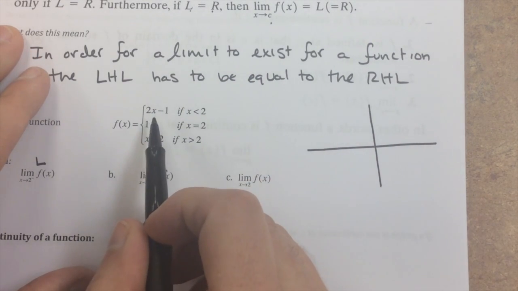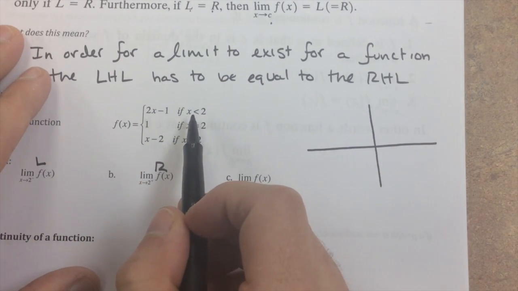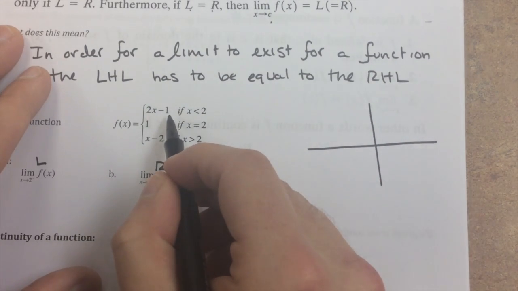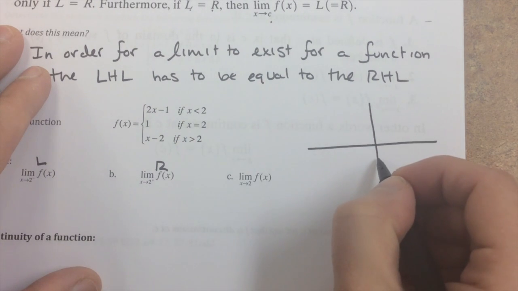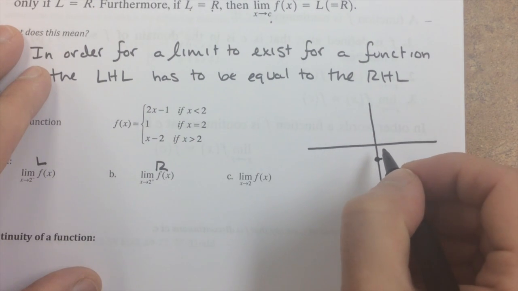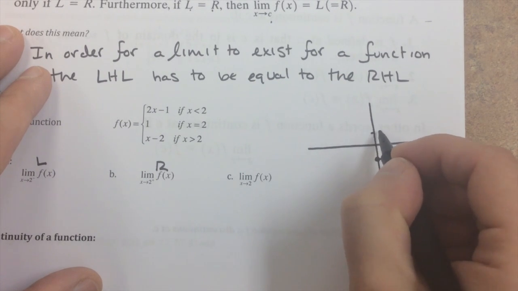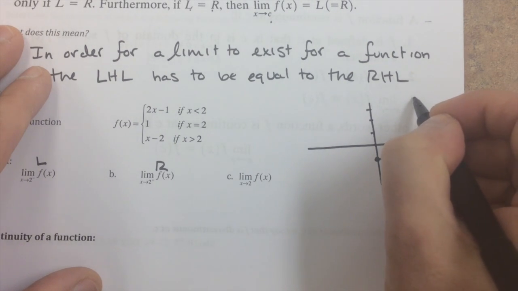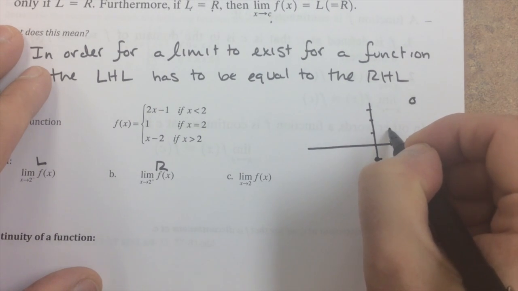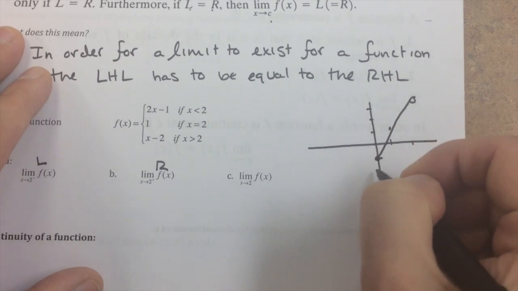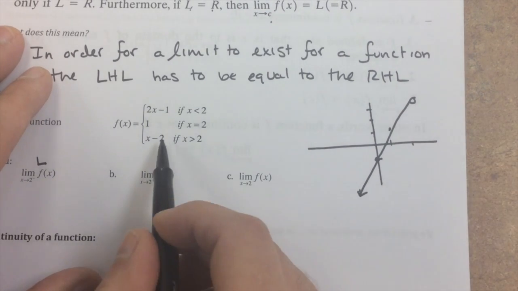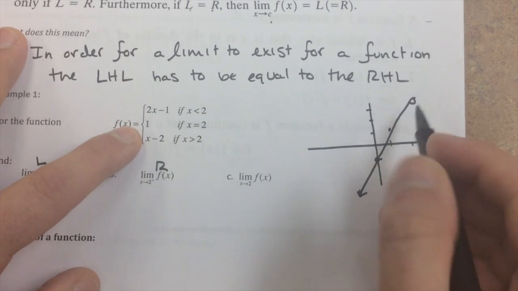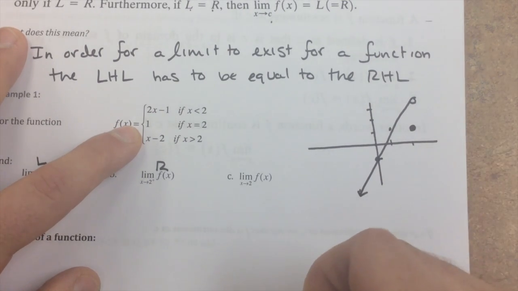Graphs are our friends. So 2x minus 1 for x less than 2. Let's plug in 2; the intercept is negative 1. And we go up 2, over 1, up 2, over 1. We're less than, so we have an open dot. So there's our first part. We are 1 when x is equal to 2, so y is 1 when x is equal to 2. There's our closed dot there.